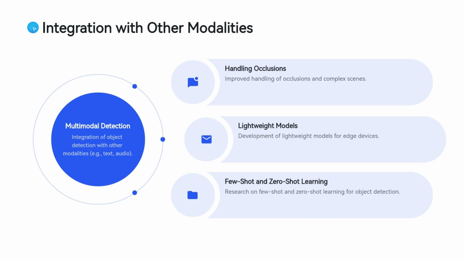Few-shot and zero-shot learning. Advances in few-shot and zero-shot learning could allow object detection models to recognize objects with minimal labeled data, improving adaptability across different domains. The future of object detection will see more robust, scalable, and efficient models that push the boundaries of AI vision systems.